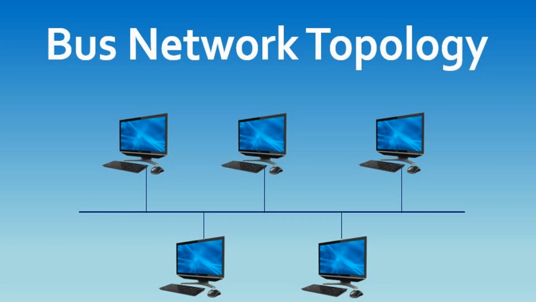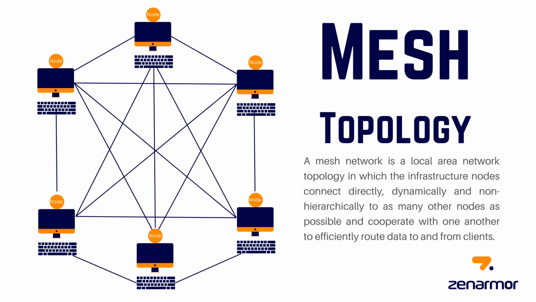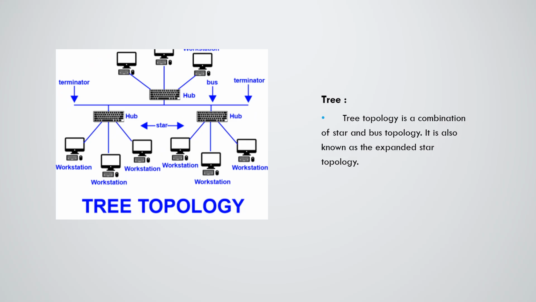It is bus network topology. You can see how all the systems are connected using a center wire. It is called mesh topology. In this topology, you can see all the computers are connected with all the other computers. This is mesh topology. It is a tree topology. It's nothing other than a combination of star and bus topology.